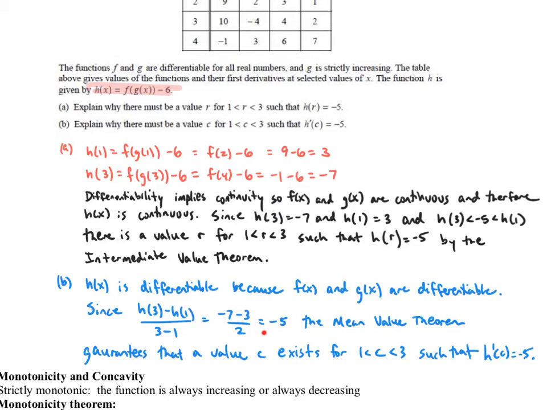And so the mean value theorem would guarantee that there is a value in between 1 and 3 such that h prime of c is equal to -5. So again, you can see why just by looking at parts A and B, this problem was so difficult for everyone in the nation. But that's a nice outline of intermediate value theorem as well as mean value theorem.